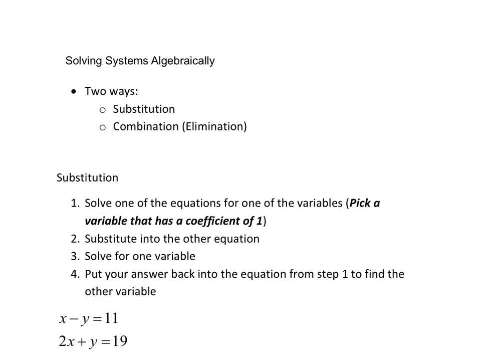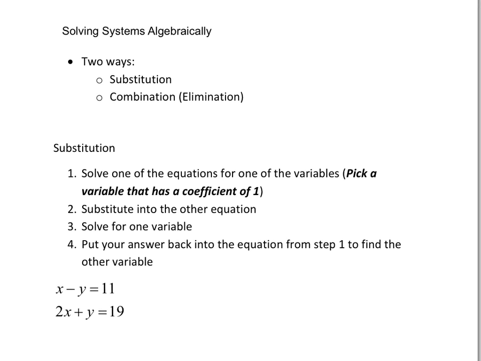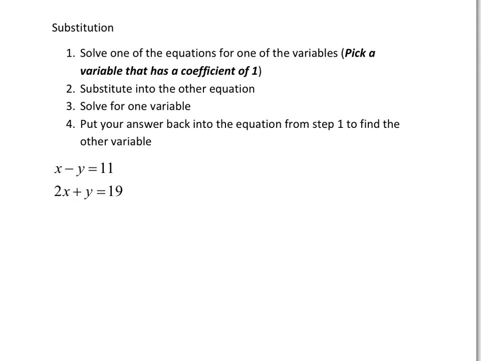And we're going to do two ways. The first way is substitution, and the second way is combination, which is sometimes called elimination. So for substitution, first of all, you're going to solve one of the equations for one of the variables, and it's better if you pick a variable that has a coefficient of 1. Then you're going to substitute that solved equation into the other equation, and then you'll go ahead and solve that for one of the variables. Then put your answer back into the equation from step 1 to find the other variable.